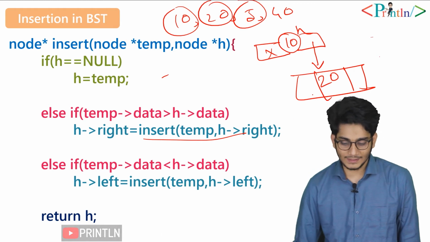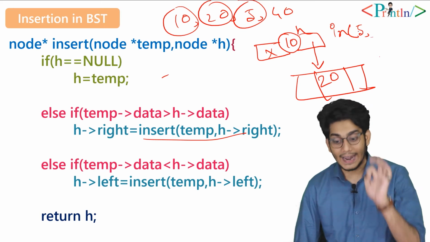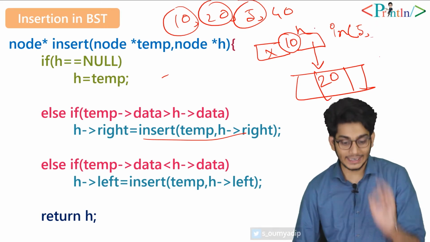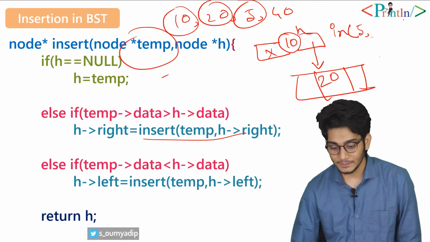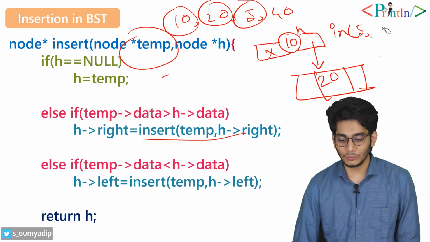So within temp, what are we passing? We are passing 5. Here we are passing the address, but for your simplicity, I am just writing 5. We cannot pass any data here because we are passing the pointer, right? Now here, what are we passing? We are passing age.